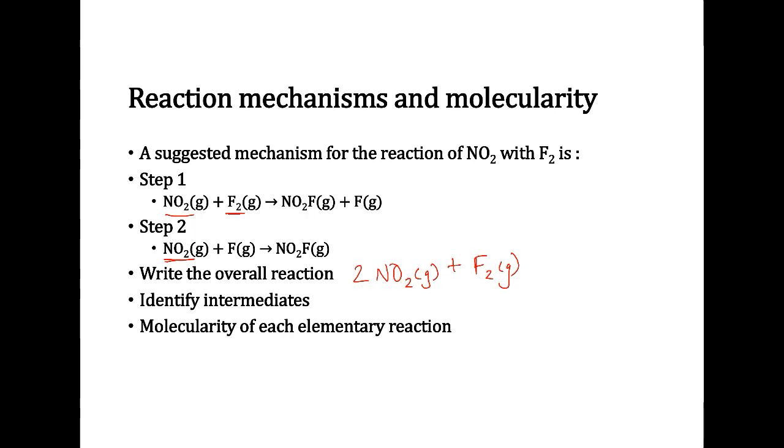Let's go ahead and look at F. Well, F's in the reactants over in step 2, and it's in the products in step 1. So these two cancel each other out, and F will not appear in the overall reaction. And then, as we continue to look on, we have NO2F in both step 1 and step 2, and it's in the products in both cases, so it does not cancel out. So we have NO2F.